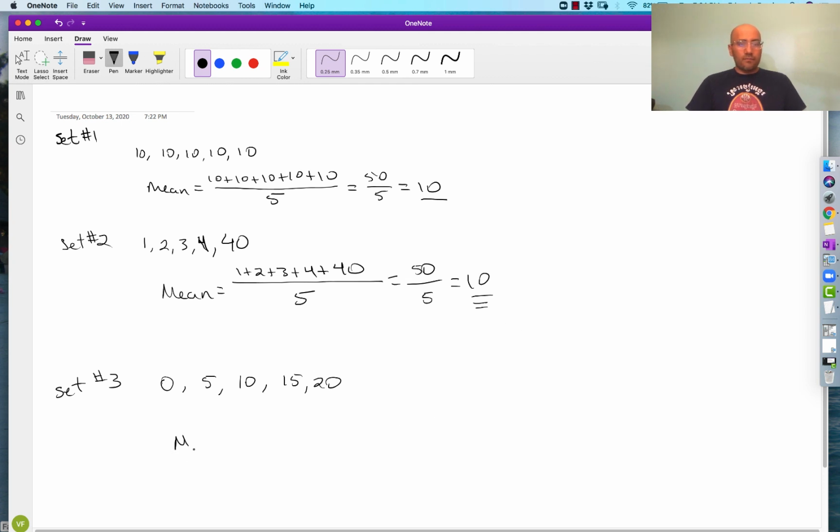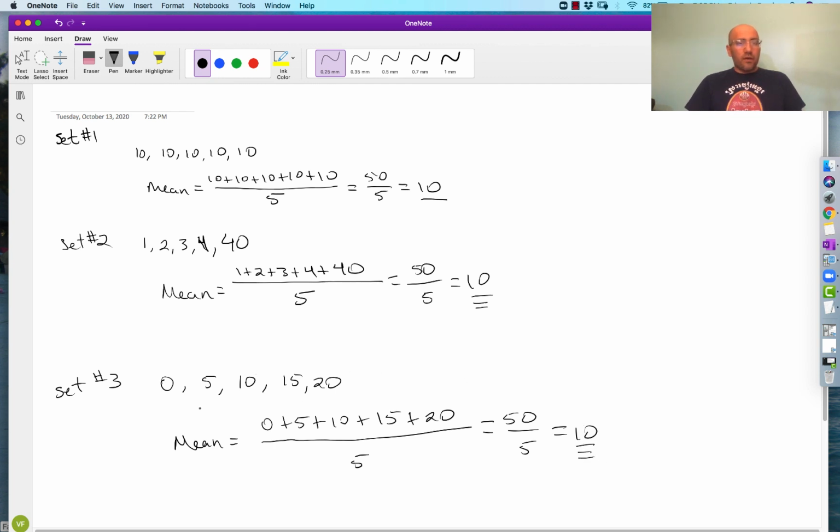Okay, what about this one? The mean is equal to 0 plus 5 plus 10 plus 15 plus 20 divided by 5, and they add up to 5, 15, 30, 50. 50 over 5. So the answer is still 10. In fact, any set of 5 numbers that add up to 50 is going to have a mean of 10, right? So that's an interesting note.